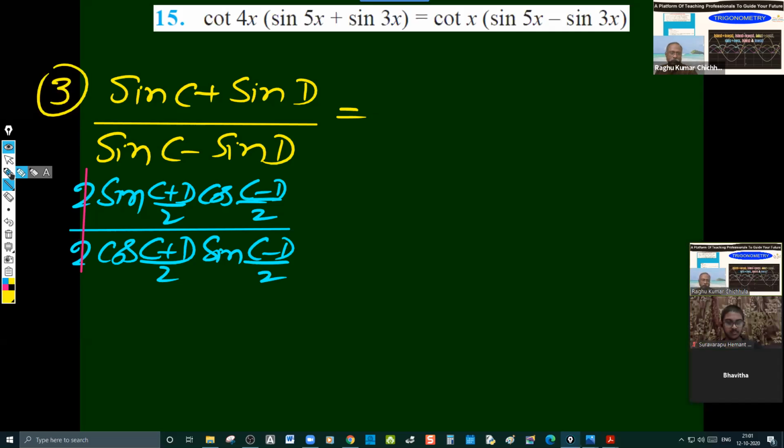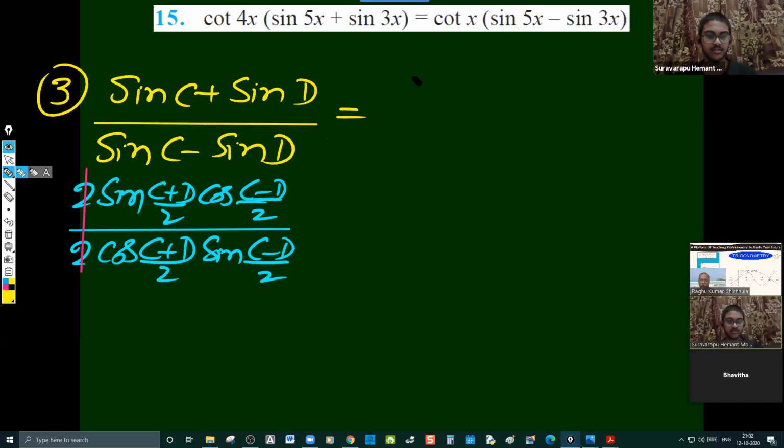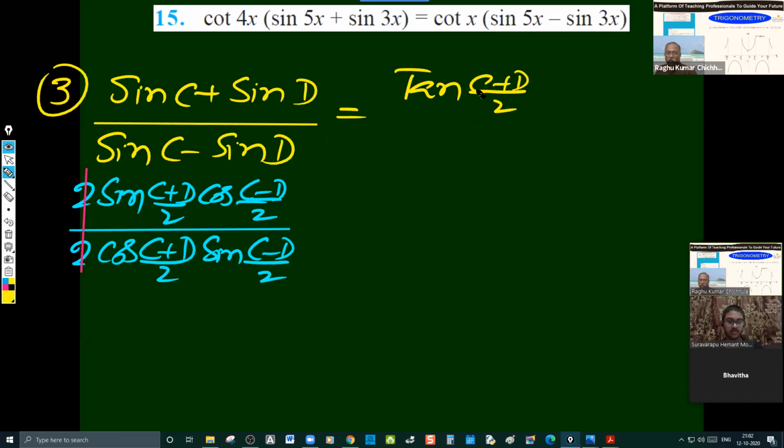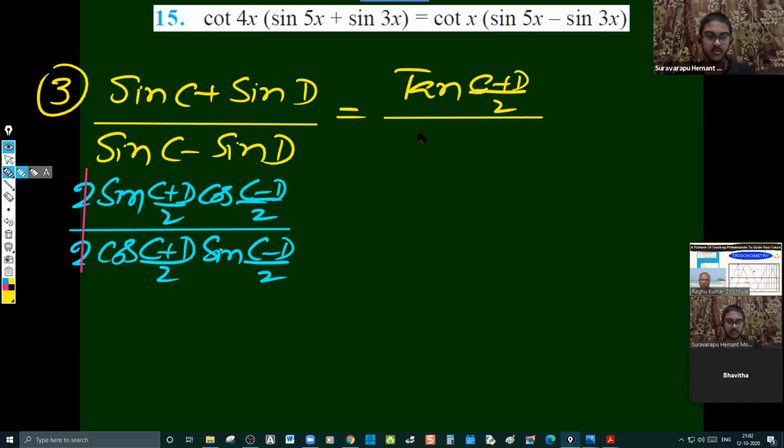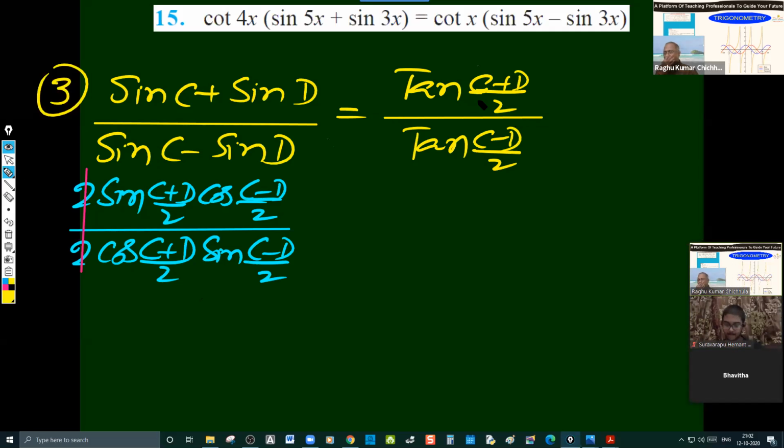Yeah. So this is sine C plus D by 2 by cos C plus D by 2, which becomes tan of C plus D by 2, whole divided by, if you want, you can write this in this form also: bring the cos also to the denominator, and thereby it can also be written as tan of C minus D by 2. Correct? So this is one form of it.